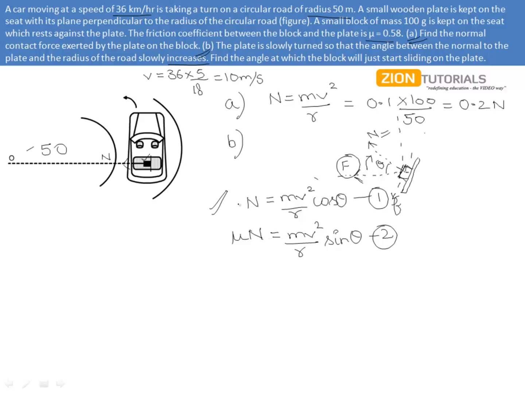And now I can put the value of normal reaction from equation number 1 into 2 and can easily write mu mv square by r cos theta equals to mv square by r sin theta, giving us the mu equals to tan theta, or theta equals to tan inverse 0.58, that is 30 degrees.